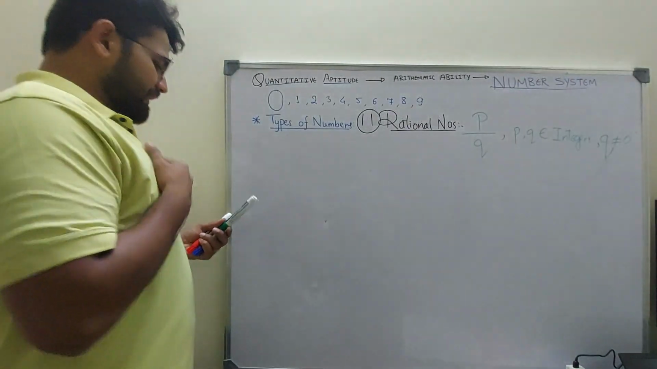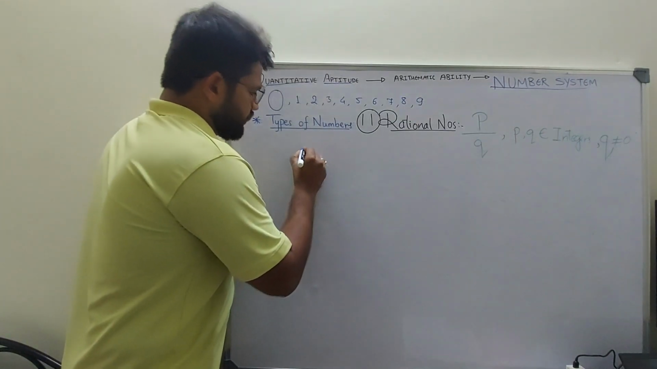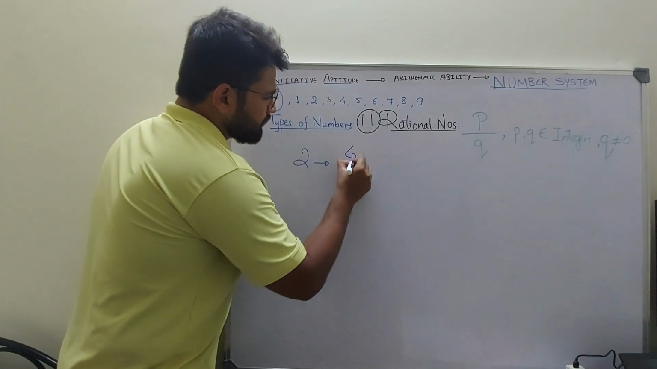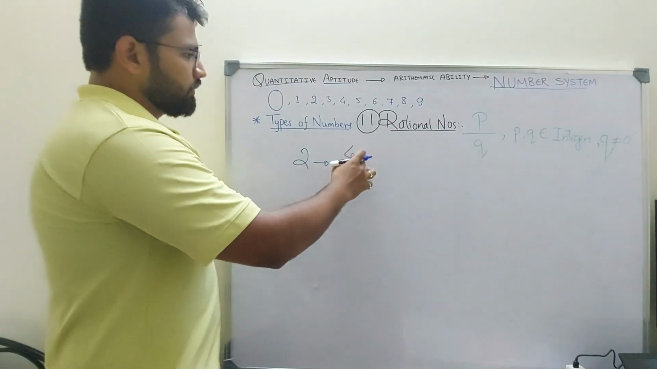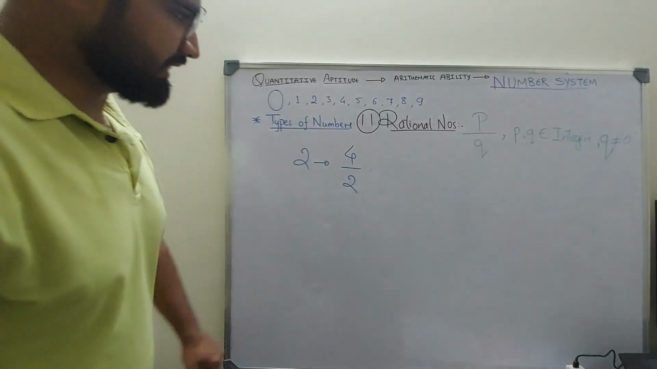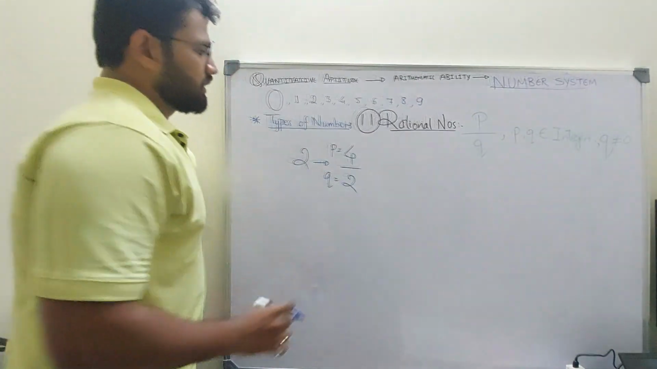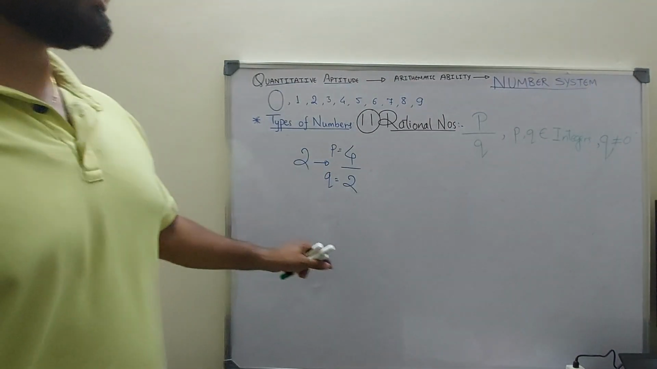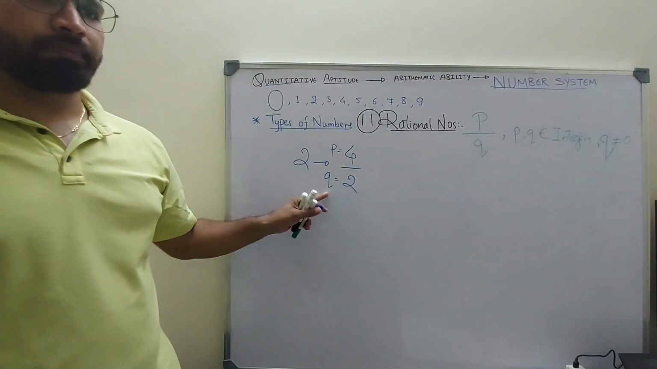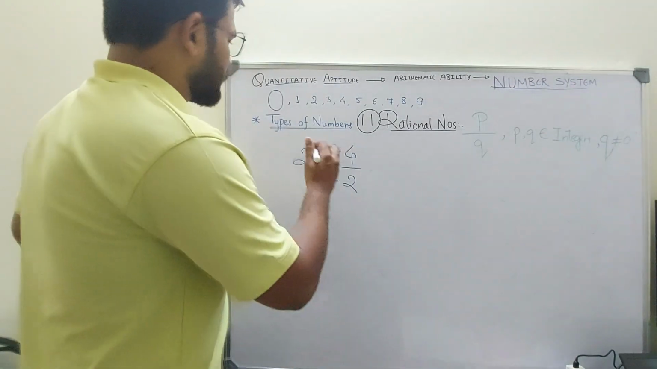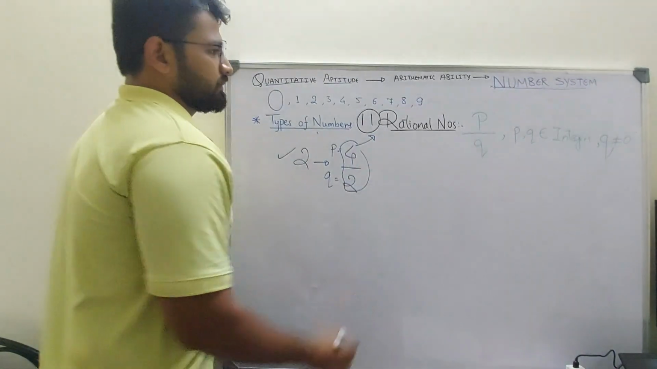So let's take an example. I will write an example. 2 can be written as 4 by 2. Is it a rational number? Yes, why not? 4 is an integer, 2 is an integer. So considering this as p, this as q, the first condition is both p and q should be integers. They are. The second is q should not be equal to 0, and it is not equal to 0. Therefore, we can say 4 by 2 is a rational number.